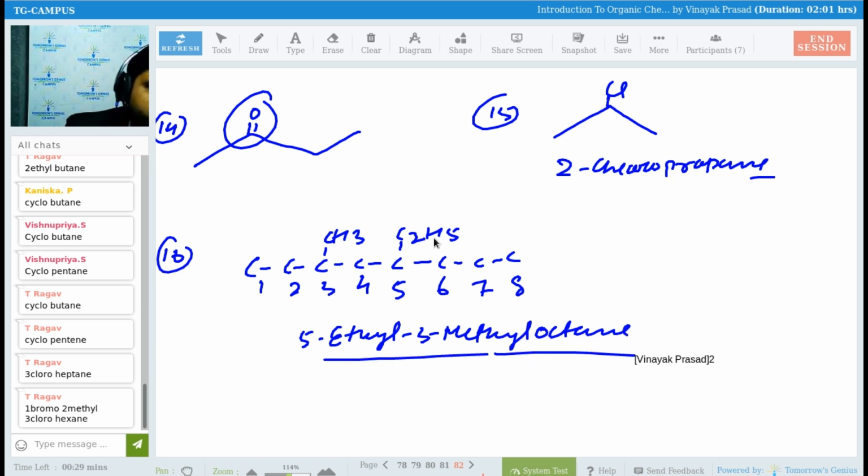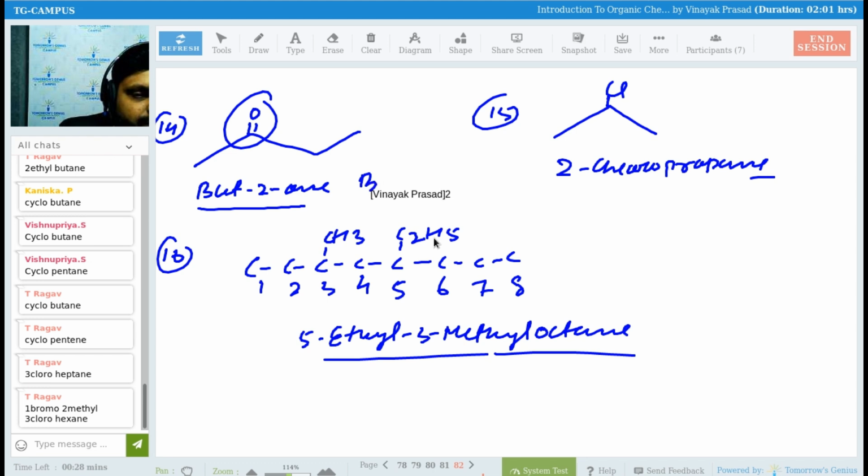Right? What will be the name for this? 1, 2, 3, 4. 4 carbons are there, right? So but, 2-one. The ketone is there, so but-2-one. Or we can say butanone.